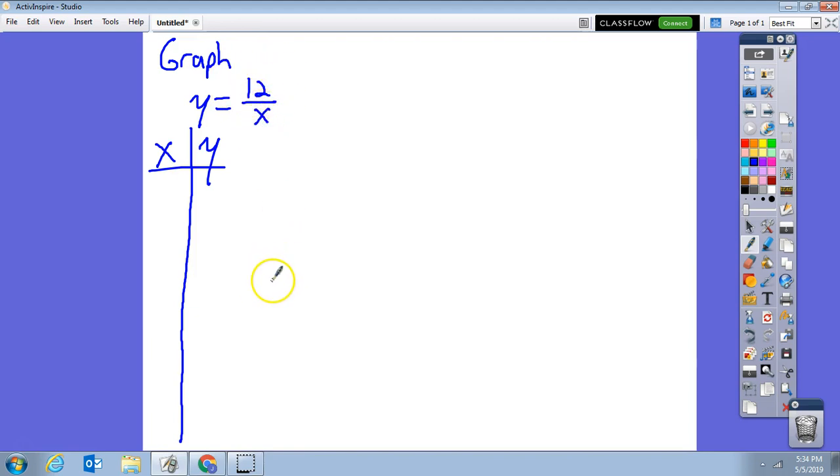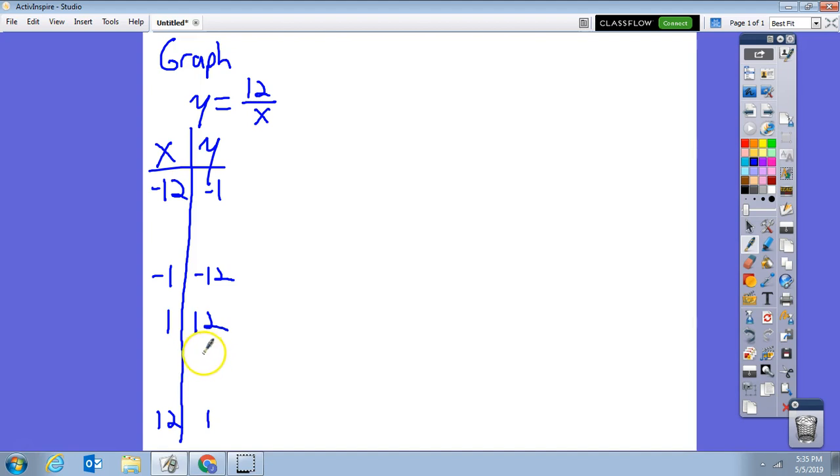So there was a couple of points on here that I told you that you would always get. And those points would be the points (1, 12) and (12, 1). And the negative versions of those. Negative 12, negative 1, and negative 1, negative 12. You will always get those 4 points on these depending on what number is on top of the fraction. So just know that that number would be replaced with whatever number is on top of the fraction.